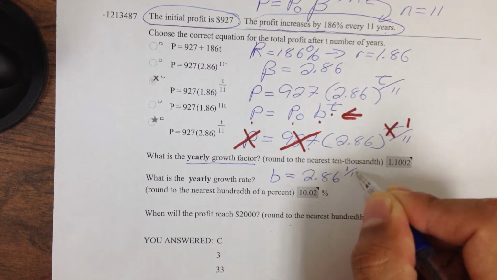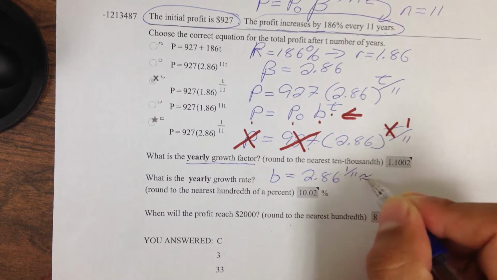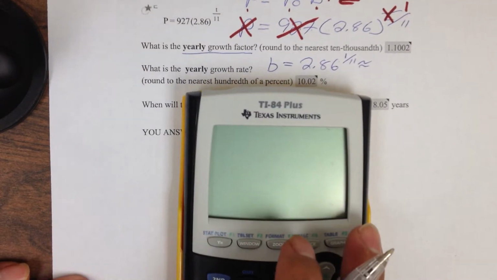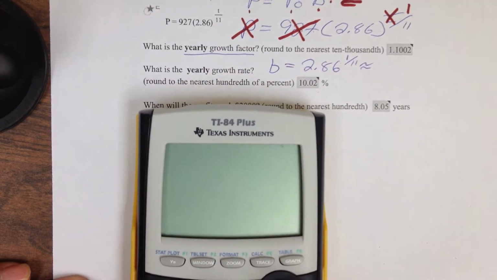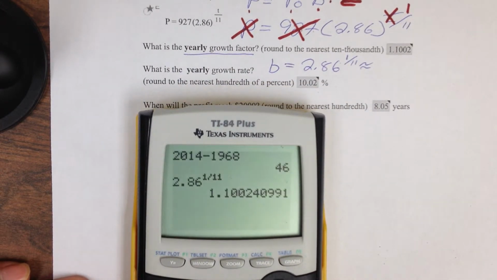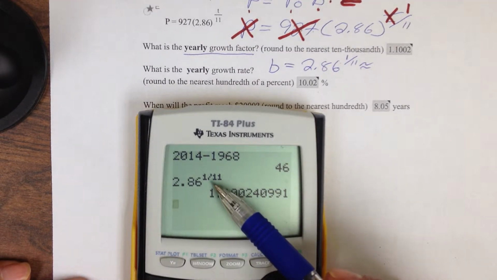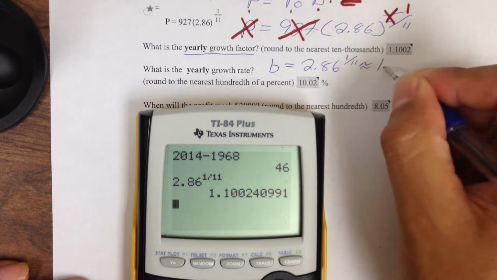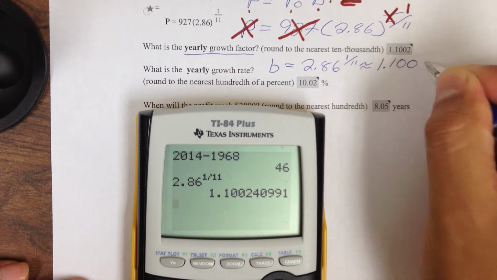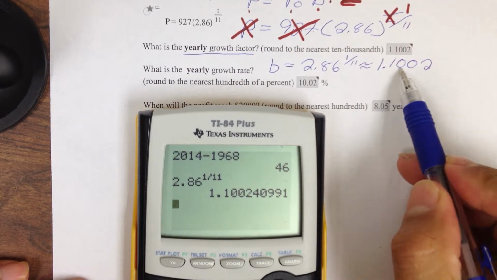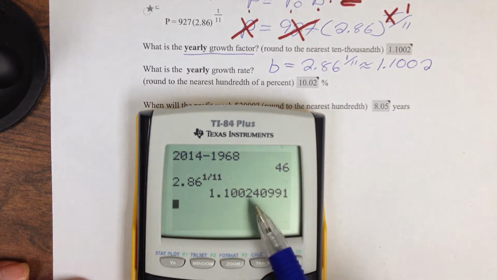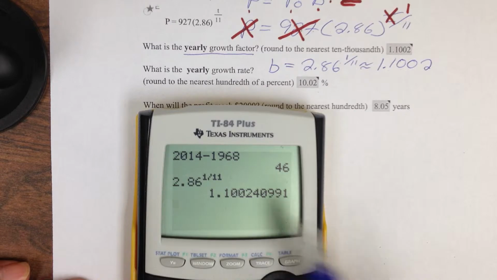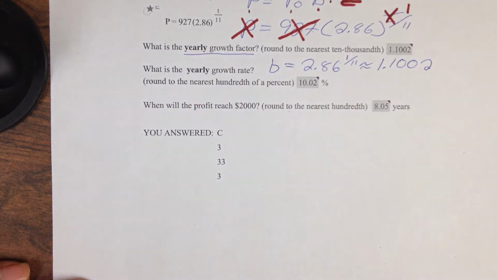So there is my factor, and I'm going to plug that into my calculator and take it to the 10,000ths place. So I've already done that. 2.86 raised to the 1 over 11 is 1.1002. Ten hundredths, thousandths, 10,000ths place. Since this number is smaller than a 5, I round down. Now that is my yearly growth factor.